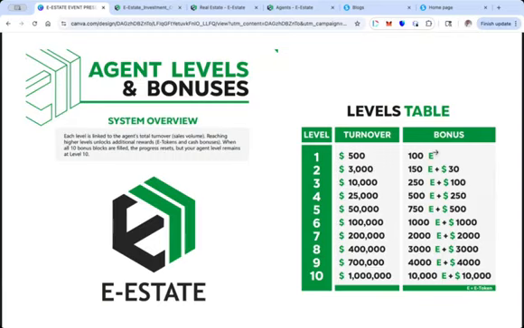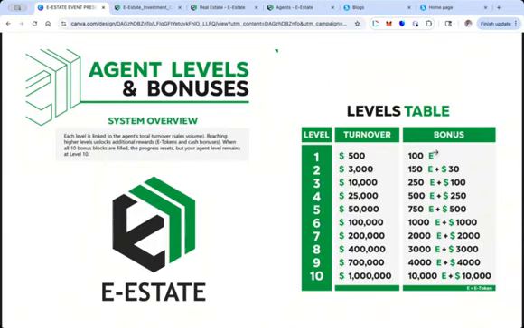Now, to get to agent level two, there's $3,000 of turnover. Once again, this could be from one purchase yourself to get you to agent level two. My wife personally did this when she actually started with eState. We got her that first property, and when she did that, she actually became agent level two. Right? So at agent level two, you're getting 150 e-tokens and you're getting a $30 cash bonus from the company. Now, once you get to $10,000 of turnover in your organization, that's going to be you hitting agent level three. You're going to get 250 e-tokens from the company and a $100 bonus.